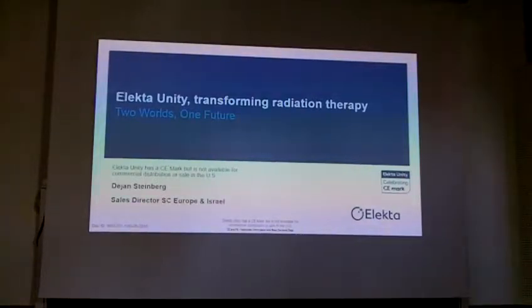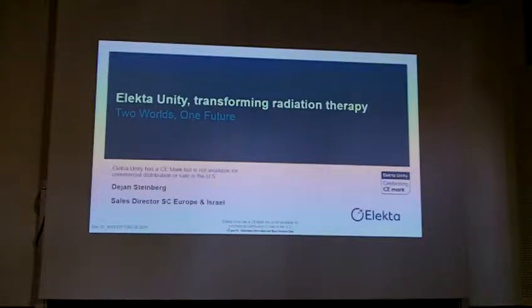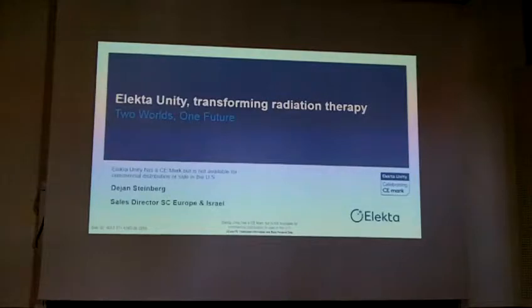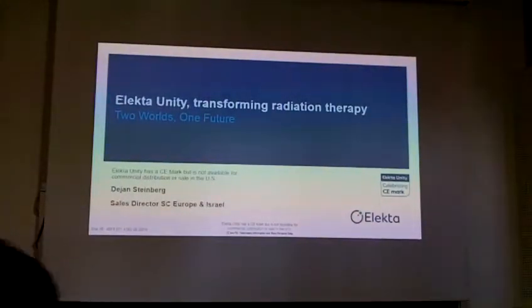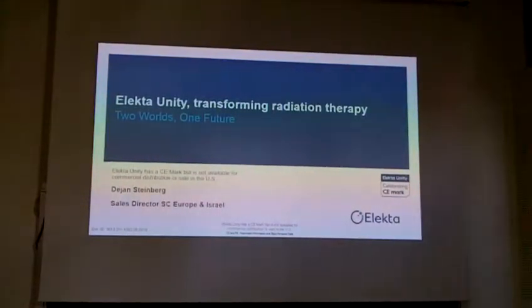The topic of my presentation is our newest machine called Unity. It's an MRI Linac. And I want to briefly inform you about how we managed to bring these two worlds together, an MRI and a Linac, and how we see the future with this equipment.